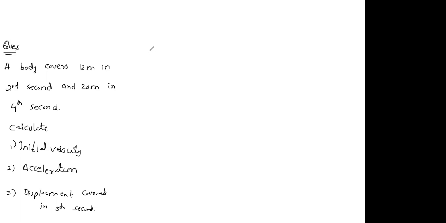The hint is you can use this equation. In the first part, dn is 12, your n is 2. In the second part, dn is 20, n is 4. You will get two equations in u and a. Try to solve those equations and get the values of u and a. You have 3 minutes to solve this numerical. Then I will solve.